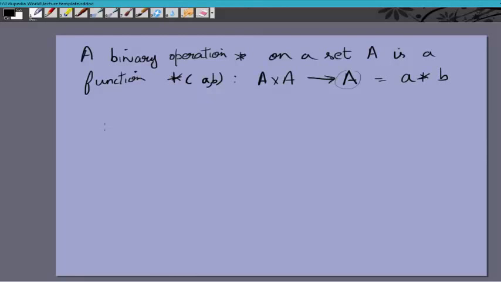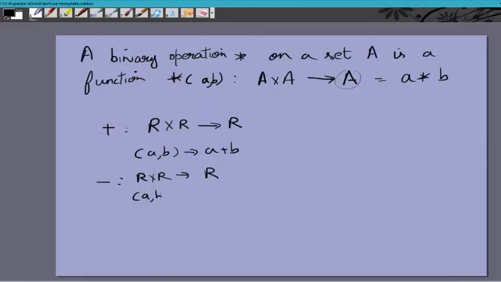So plus can be written as a function going from R cross R to R, and that is given by (A, B) goes to A plus B. Similarly, subtraction can be written as R cross R goes to R, and you have (A, B). Basically, this means minus of (A, B). Minus of (A, B) is the same as A minus B.